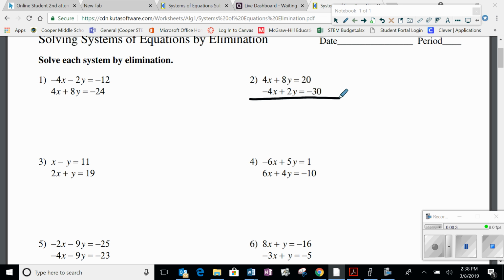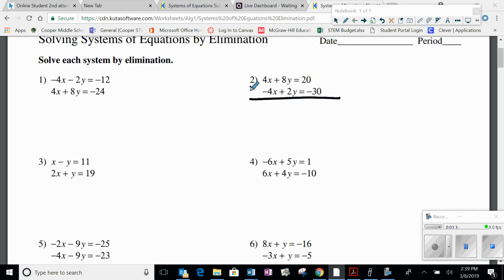So in this case, we have a 4x and a negative 4x. If I added those together, 4 plus negative 4 is 0, and it would cancel out or eliminate. If I look at my y values, if I added 8 plus 2, I just get 10, and nothing has been eliminated. So I'm going to end up canceling out or eliminating the x values, because the coefficients are already opposites of each other. That's what we want. We want the coefficients to be opposites of each other, okay?